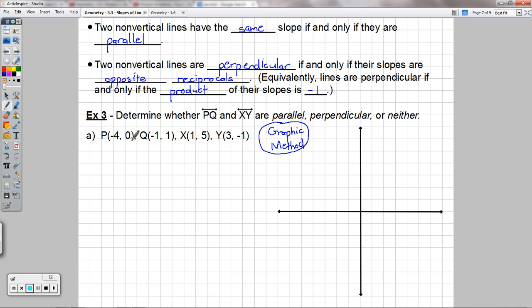So this one, I've got these points given to us. I'm going to plot those points. So let's see what we got. We've got negative 4, 0. That's right here. In this case, I'm just going to write P and not write the whole coordinate after that. I can just look back here as needed. Q is negative 1, positive 1. So here's Q.